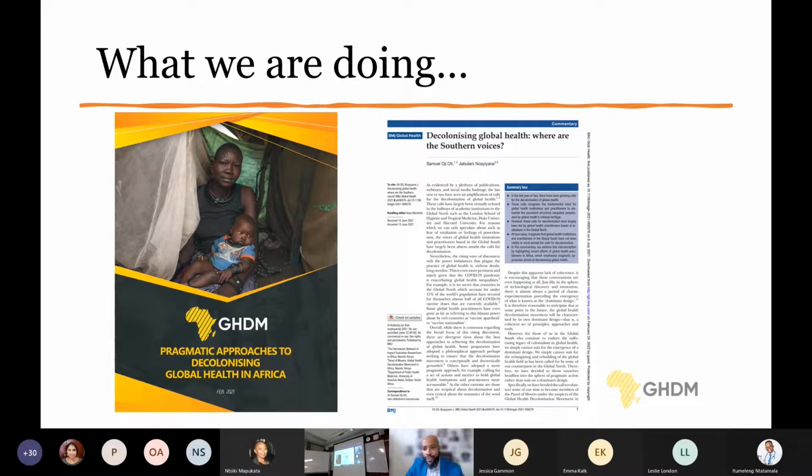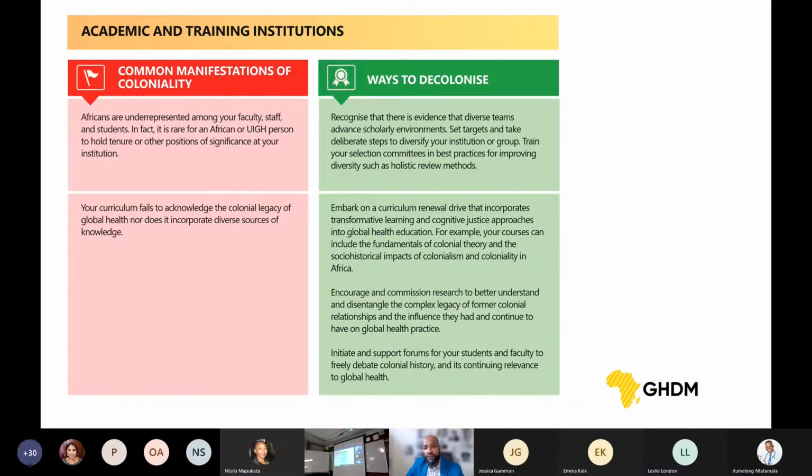And then the publication that Jabu and I published on decolonizing global health summarizes what is in this, should I call it, practical guide that we developed for our colleagues in the global north. And we address the common manifestations of coloniality from a very pragmatic perspective and at different layers. So we look at different stakeholders in the global health landscape and try to curate a set of what we're calling ways to decolonize for the various common manifestations of coloniality that we have experienced in our lives.